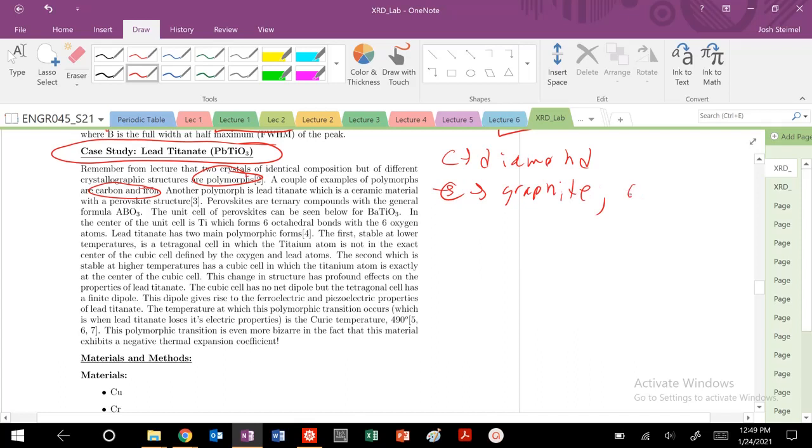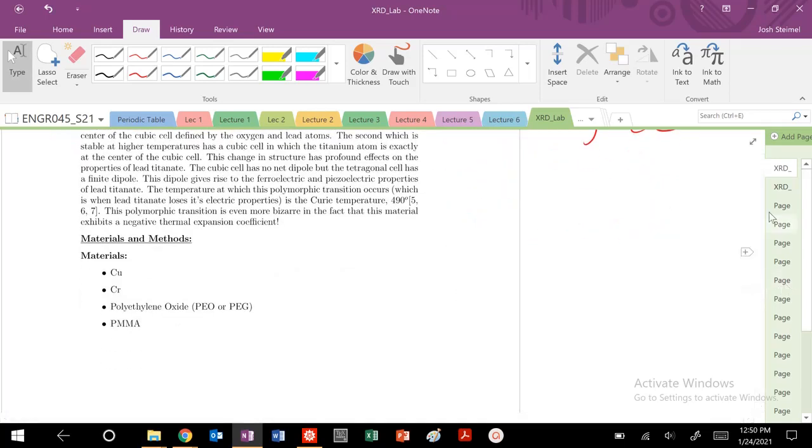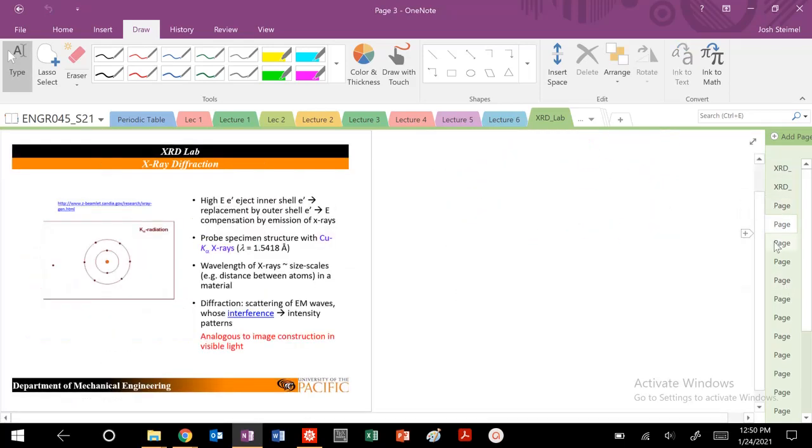Actually, even a single sheet would be graphene. But anyways, iron too. Iron can exist as BCC or FCC as well, so they could contain multiple different structures. Lead titanate is a very, very interesting structure. It's called a perovskite. And actually, let's go ahead and look at the formula, or actually what's going on with lead titanate below here.